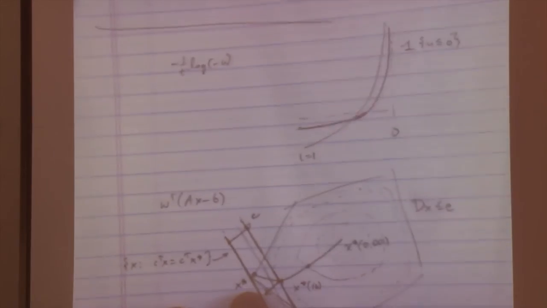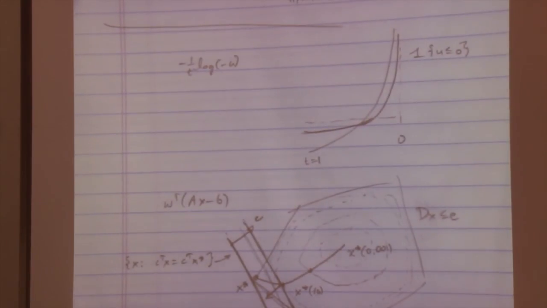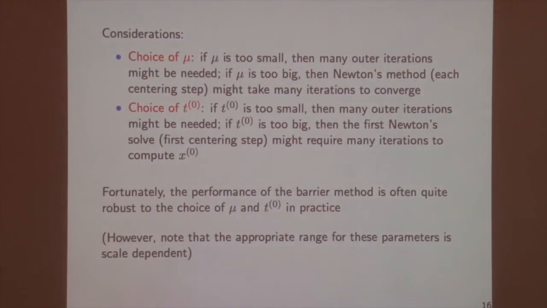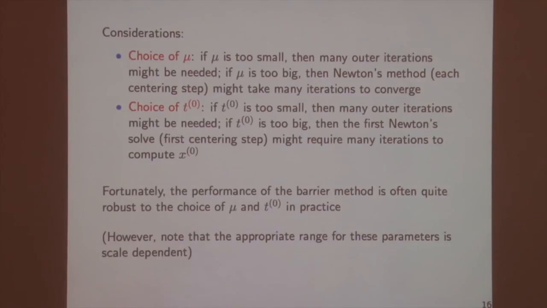So there's a trade-off with mu. Same thing with t naught. It's really the same story. If you start off too small, then many iterations are needed in order for it to get large eventually. If you start off too big, then the very first Newton's method solve, the very first centering step, may take a long time.